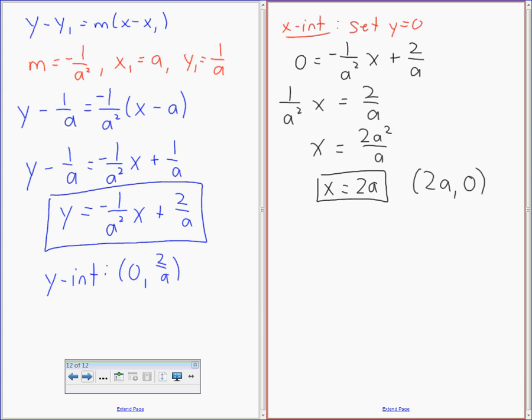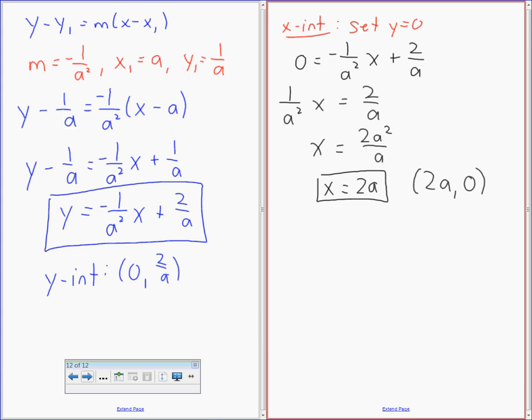So I finally got my x-intercept and I finally got my y-intercept, which is good. I'm very happy about that. Why am I finally happy? I'm never happy because I'm a math teacher. But why am I theoretically happy? I have all the stuff that I need.